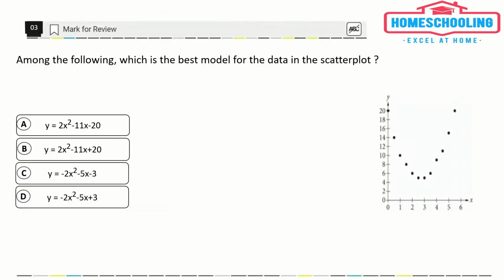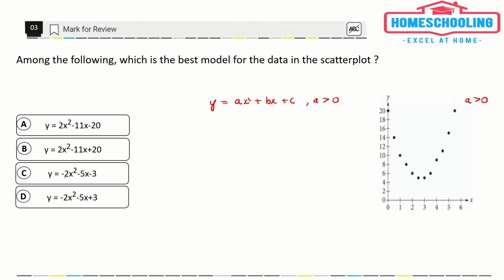In this question, it is asked, among the following, which is the best model for the data in the scatter plot? As we can see here, we have a parabolic curve, so we are going to have a quadratic equation, and the parabolic curve is opening in the upward direction. That means the value of a should be greater than 0. The basic quadratic equation is y is equal to ax square plus bx plus c. When the parabolic curve is opening in the upward direction, we should have a greater than 0.